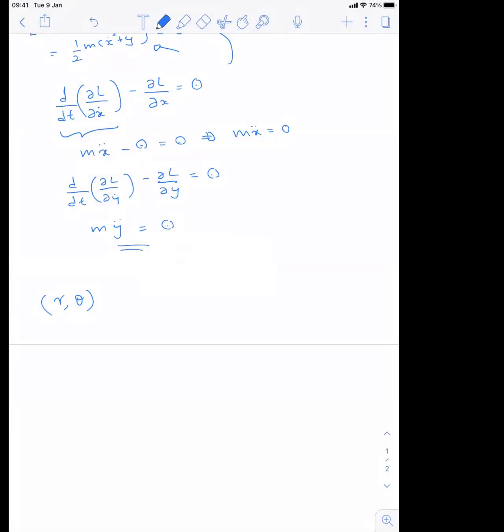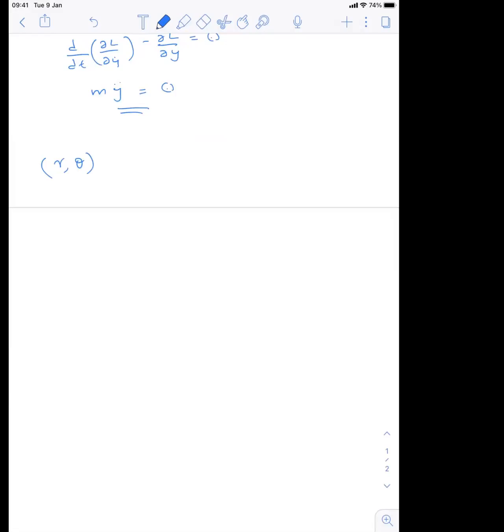One way of doing this, I guess we discussed last time, right? So I'm not going to go through it. And if you remember, I wrote the kinetic energy as half m, r dot squared plus r squared theta dot squared. Right? So this is what you get when you convert x and y into polar coordinates and write the kinetic energy. Now for this equation, your coordinates are r and theta.